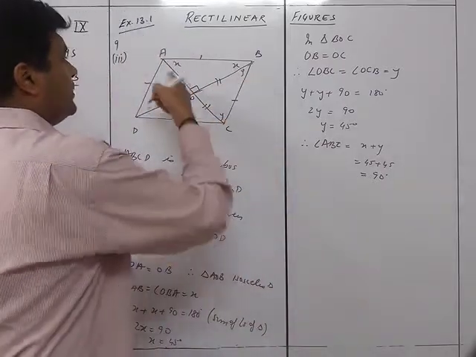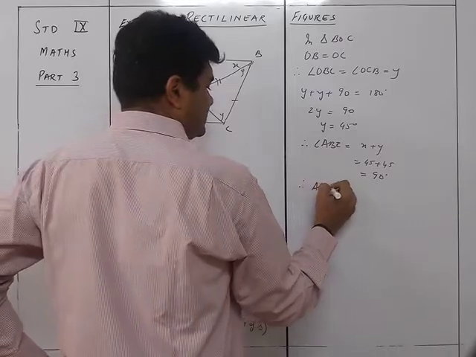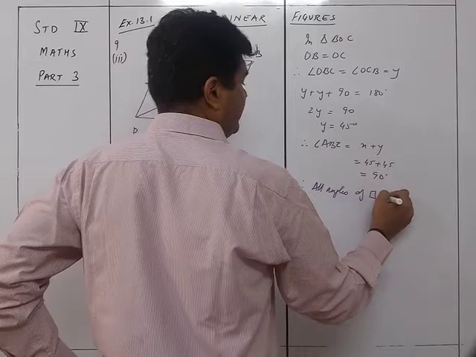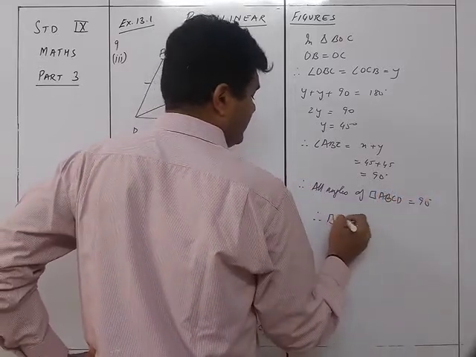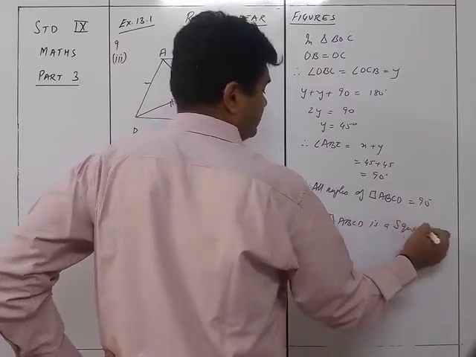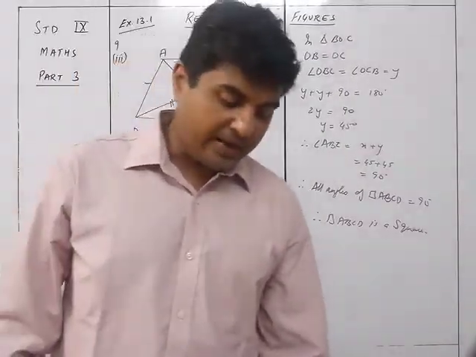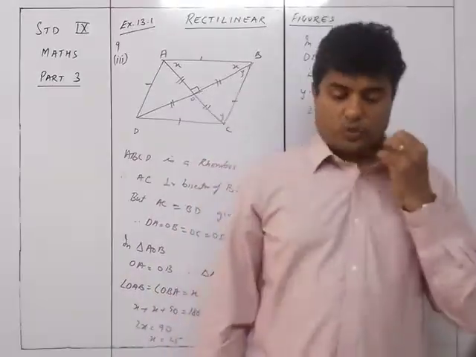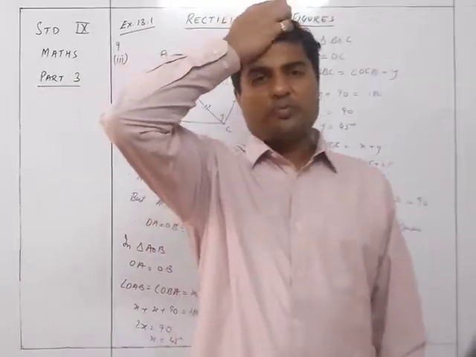So if this is 90, automatically this will also be 90, everything will be 90. Therefore, all angles of ABCD are equal to 90 degrees. Therefore, quadrilateral ABCD is a square. Got it? So now we have proved that if the diagonals of a rhombus are equal, then the rhombus is a square. Because we know that all squares are rhombuses, but all rhombuses are not squares.